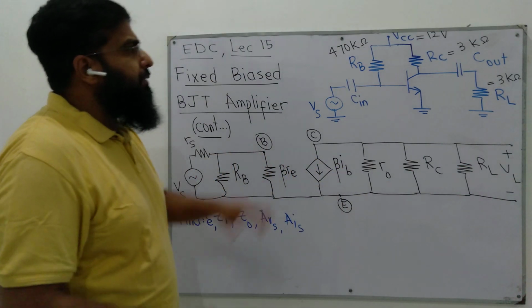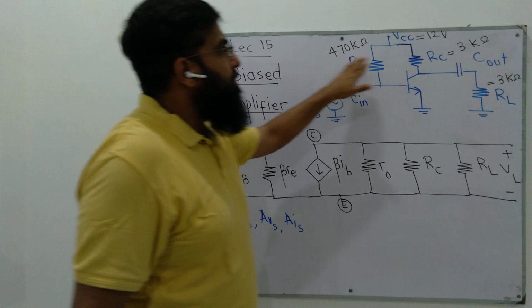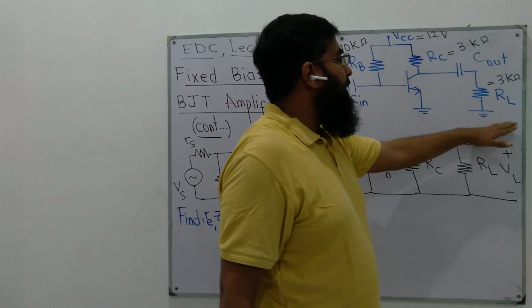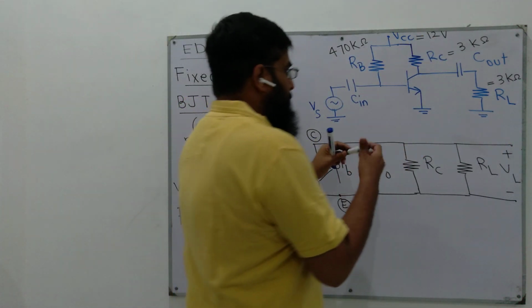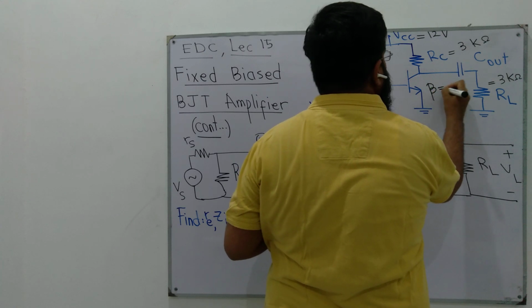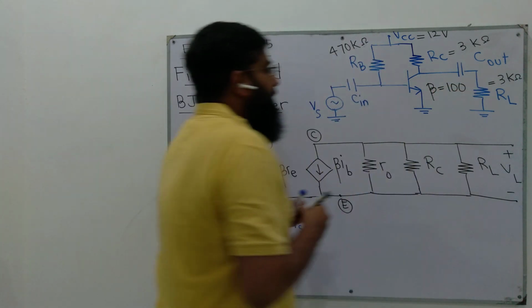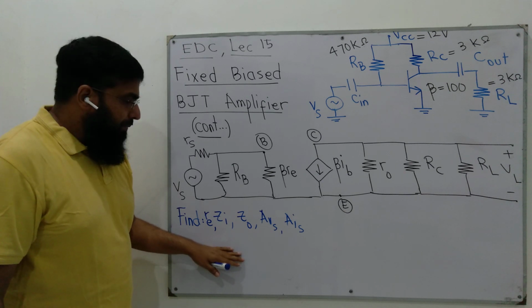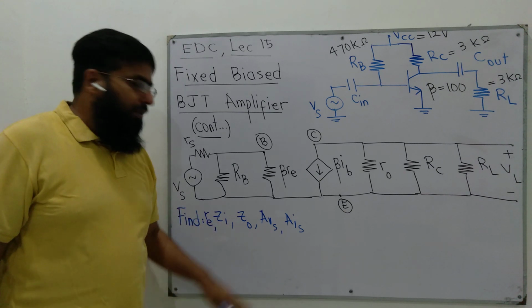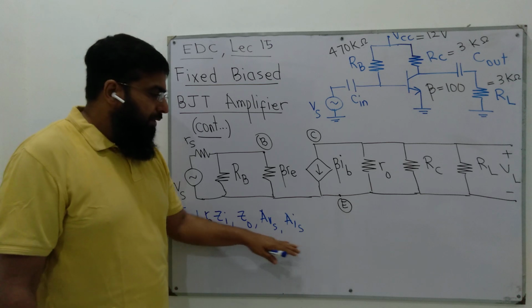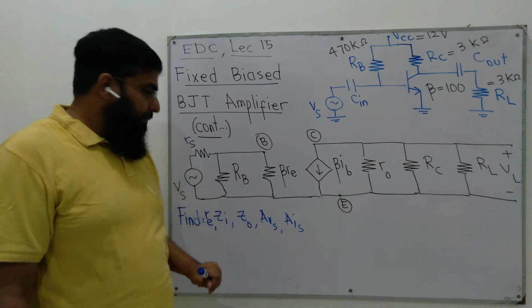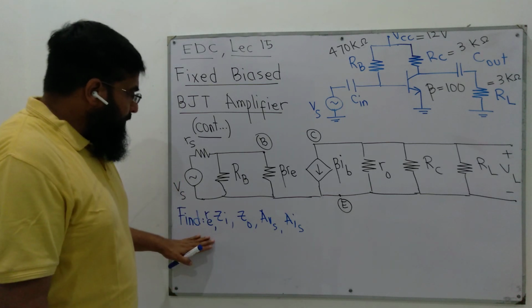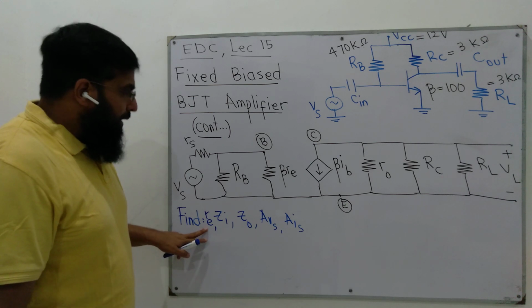So given these values, RB 470K, VCC 12 volt, RC 3K, RL 3K, and beta equal to 100, we need to find out these quantities: small re, the input impedance Zi, Zout, AVS the voltage gain of the stage, and the stage current gain. So let's start by first finding re.